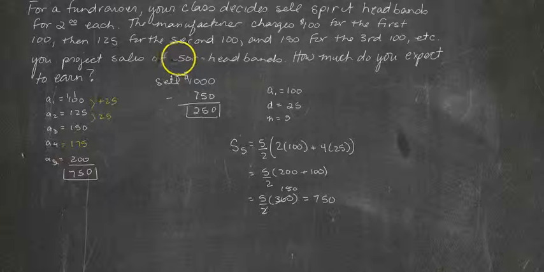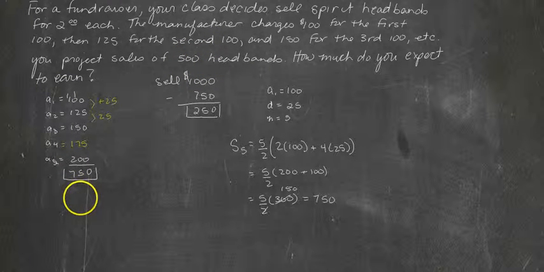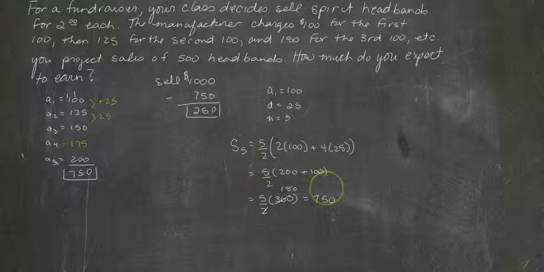But what if we had decided to sell 5,000 headbands? Obviously, this is not a process you want to go through. The formula would take you there so much easier.